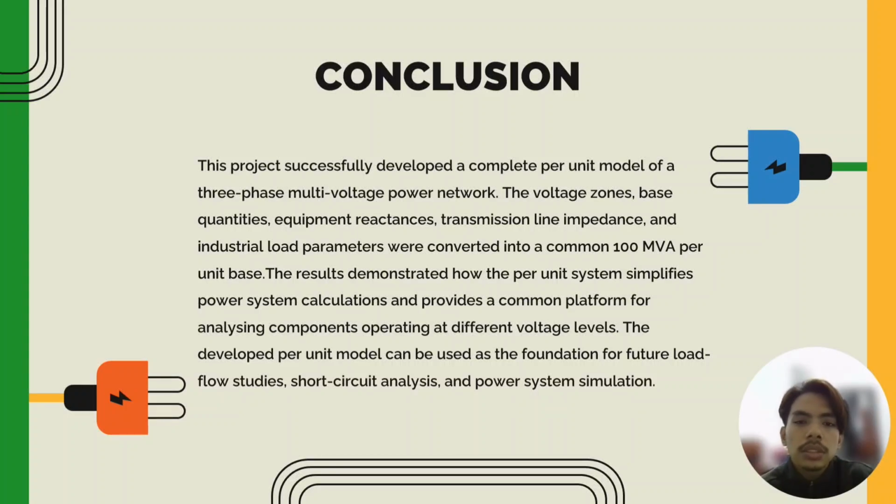This project successfully developed a complete per unit model of a three-phase multi-voltage power network. The voltage zone bases, equipment reactances, transmission line impedance, and industrial load parameters were converted into a common 100 MVA per unit base.